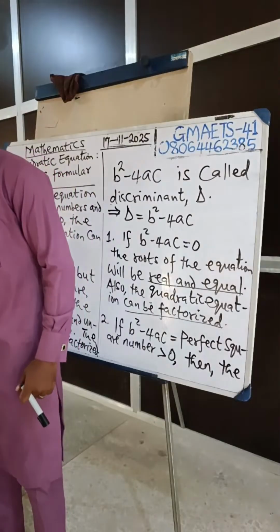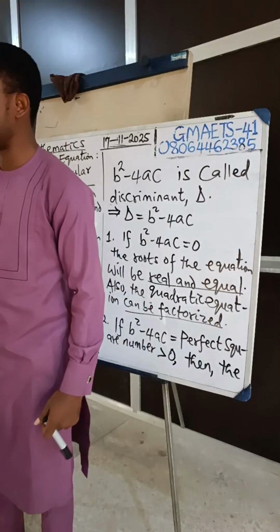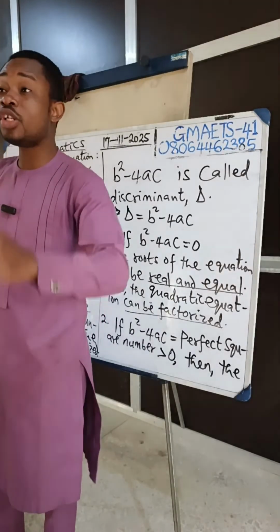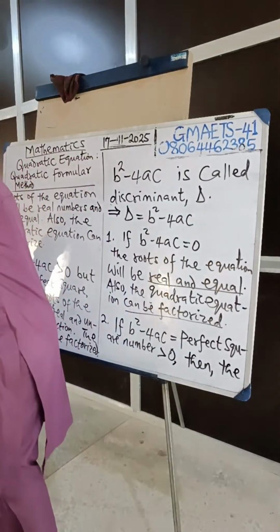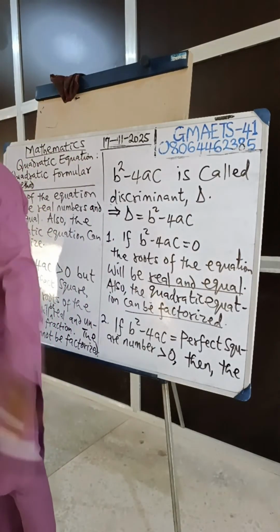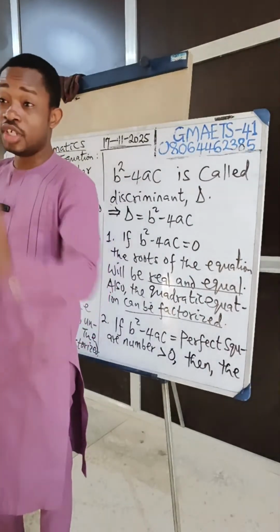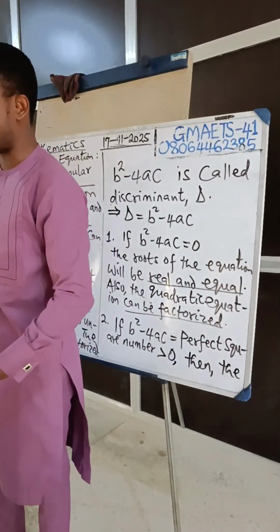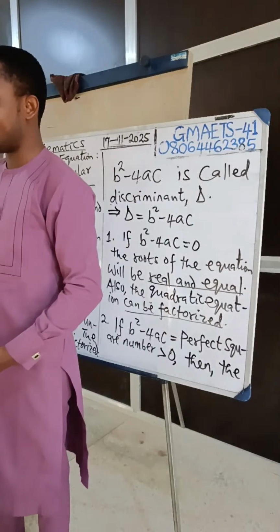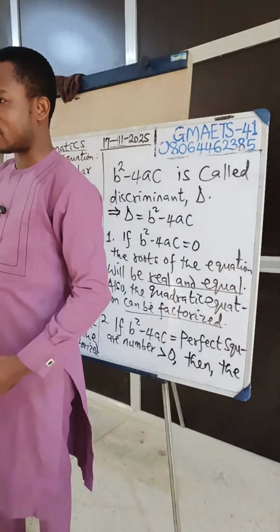With excellent knowledge of multiplication, you can actually quickly determine whether the quadratic equation can factorize or not. The reason is because in the concept of factorization, you need the factors of some numbers. Is that not so? Yes. We treated that already. Were you in class when we treated the factorization method?